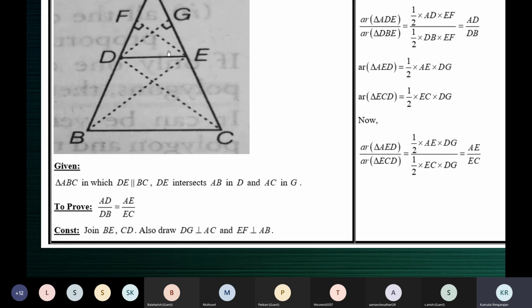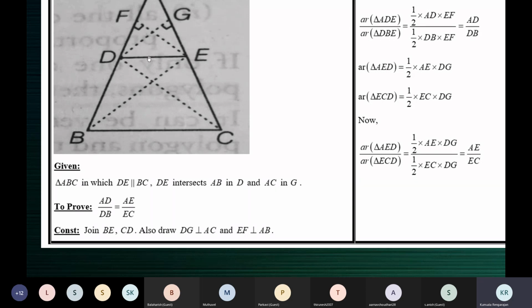Since they lie between the same parallels, you know that the distance between two parallel lines is the same everywhere. The perpendicular distance between the two parallel lines is the same everywhere. That means they have the same altitude. See here, this triangle lies between the two parallels. You can see the vertex B is on one parallel line, and the vertex C lies on the other parallel line here. These two triangles have the same base DE and lie between the same parallels DE and BC. If they lie between the same parallels, it means that they have the same altitude. Both the triangles have the same altitude.